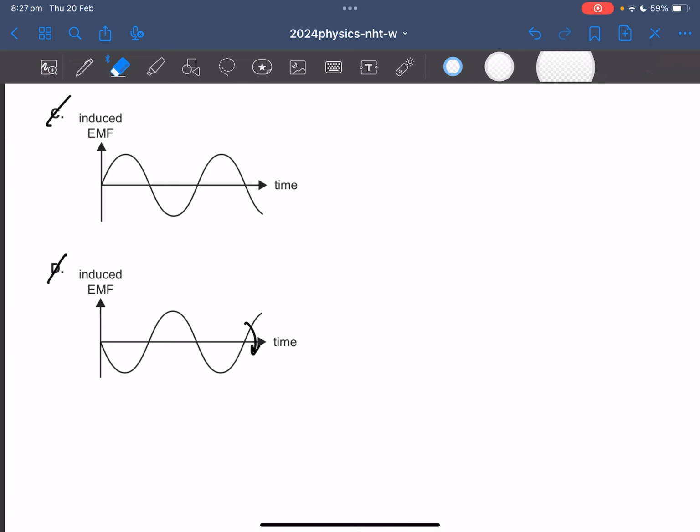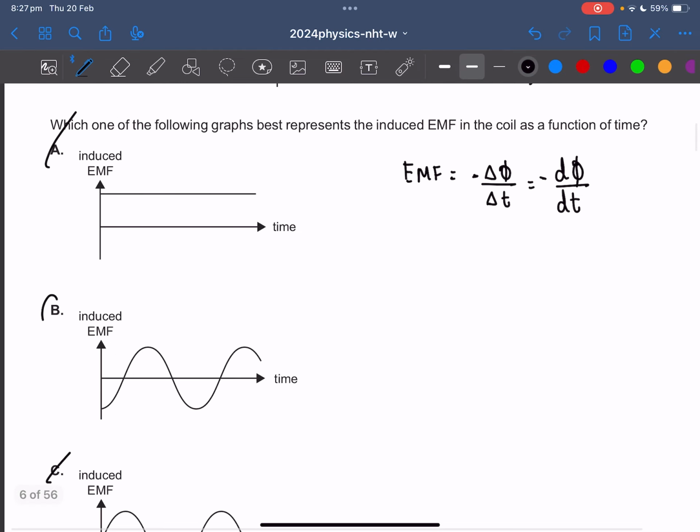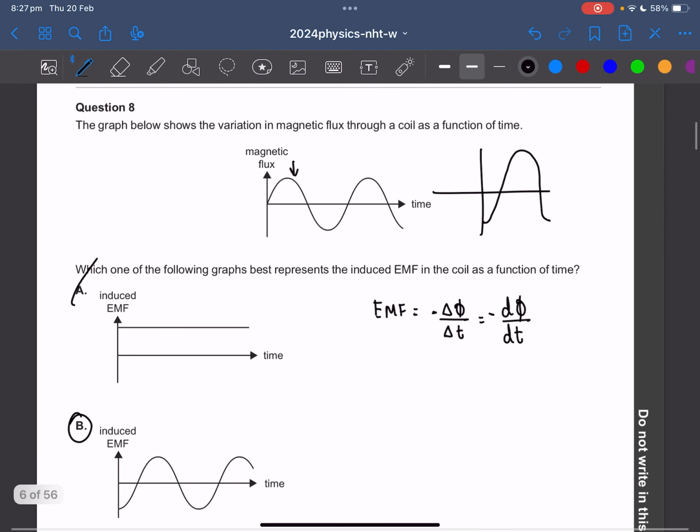It just flipped across the x-axis, so it can't be that. So the answer is going to be B for this one. Okay, hopefully this made sense.